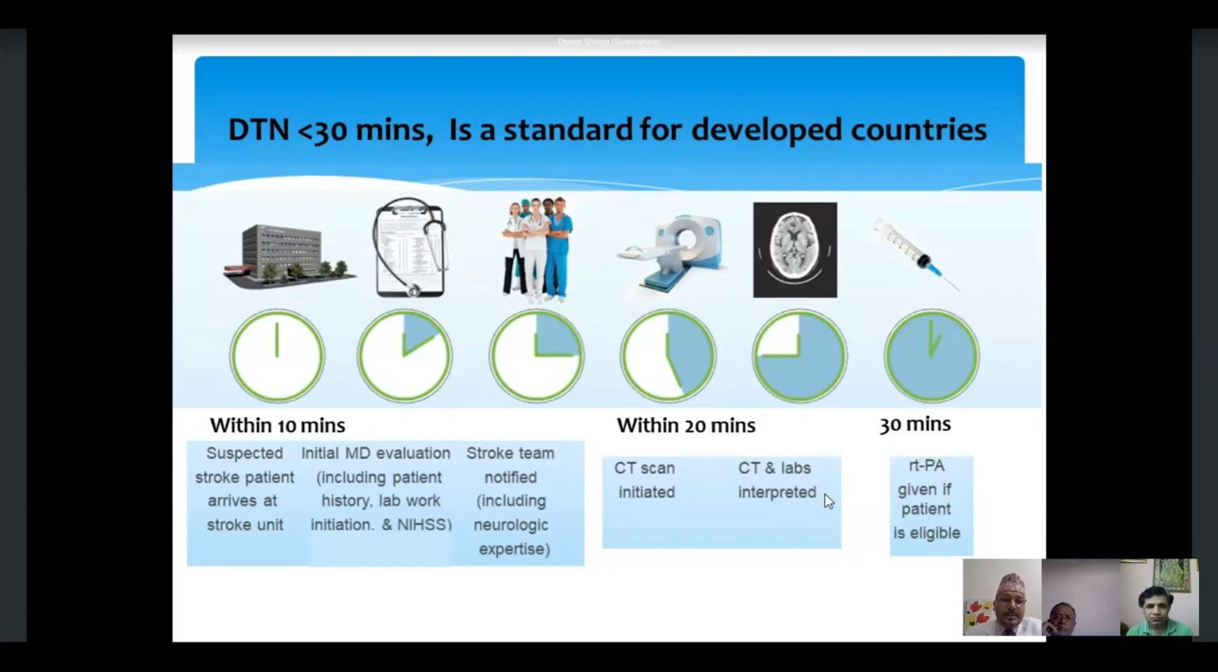We should always target as early as possible, less than 30 minutes, or at most before 60 minutes, because time is very important for the treatment. For each 15 minutes reduction in time to thrombolytic treatment, we improve patient mortality by 4%. We reduce the complication of intracerebral hemorrhage by 4%. So each minute is very important. You know that 1.9 million neurons are lost in 1 minute. So door-to-needle time should be minimized as much as possible.